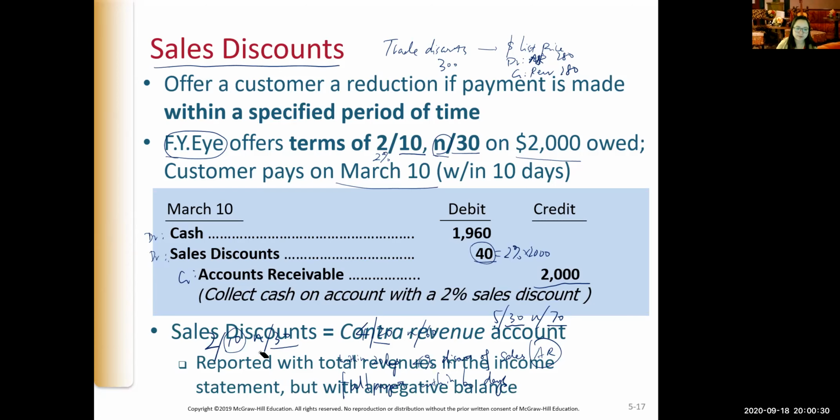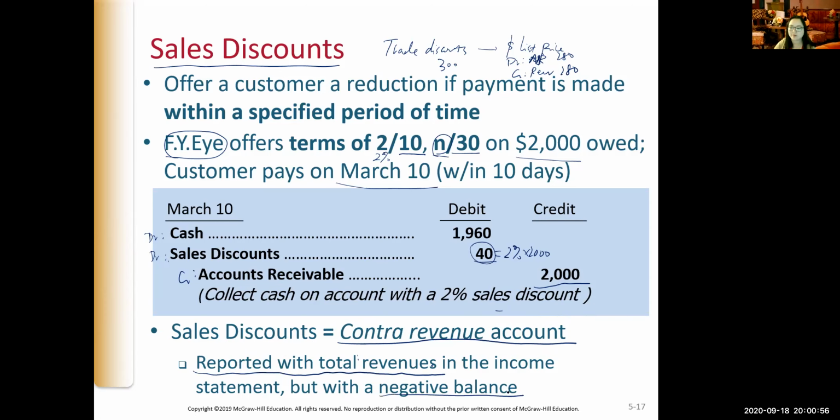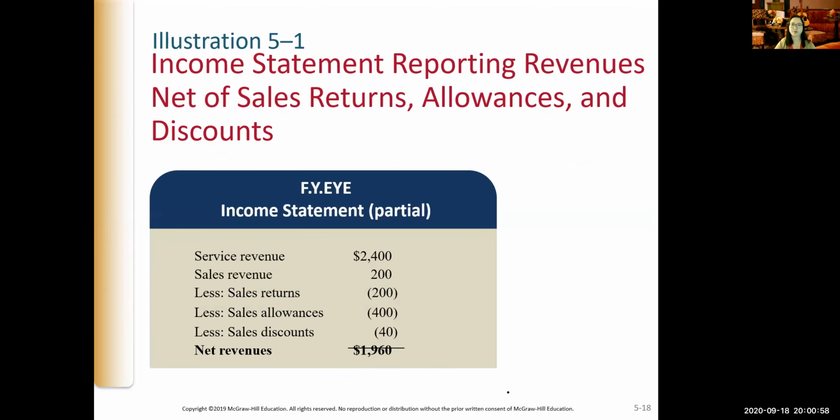What is this? Same thing. The sales discount is also a contra revenue account. It's a contra revenue account, and it is reported with total revenue. How do you present it? It's presented together with the total revenue in the income statement, but with a negative balance.